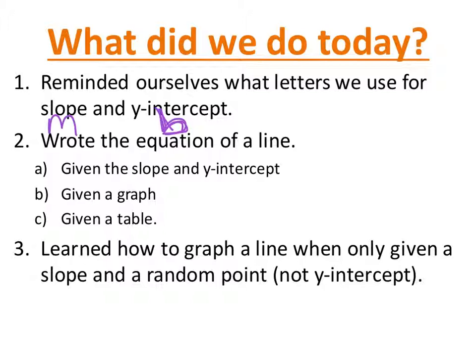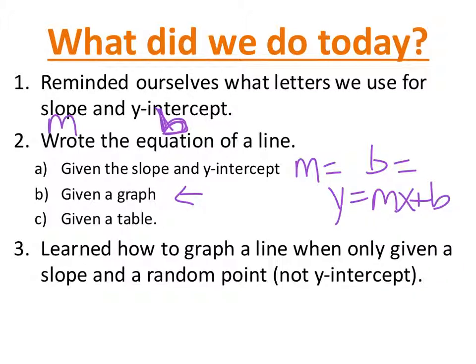We wrote the equation of a line given the slope and the y-intercept. So you were given m, and you were given b, and you wrote y is equal to mx plus b. You did the same thing given a graph. So you were able to look and find the slope and find the y-intercept. Same thing with the table. You found the slope, you found the y-intercept. You learned how to graph a line when you were only given a slope and a random point. So you were only given m, and then you were given some point. And we were still able to graph it and write the equation.